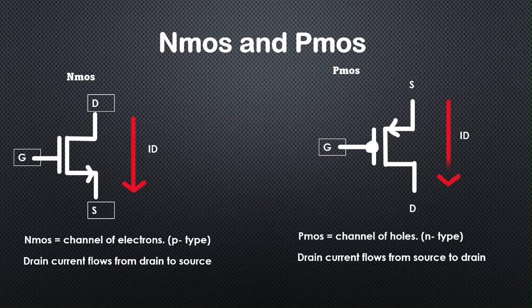NMOS is an N-channel MOSFET, where the main charge carriers are electrons. PMOS is a P-channel MOSFET, where the main charge carriers are holes. Because of this, NMOS and PMOS work in opposite ways and are used as complementary devices in CMOS circuits.